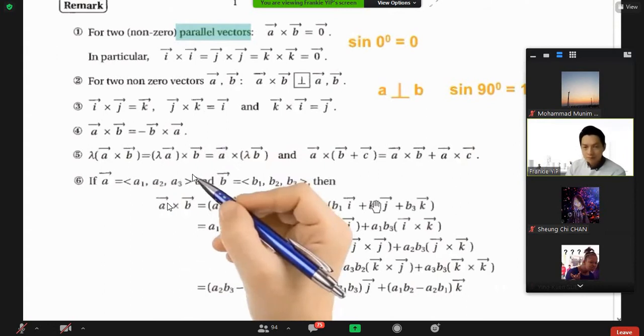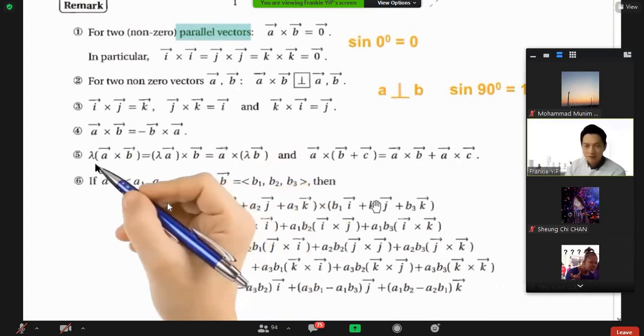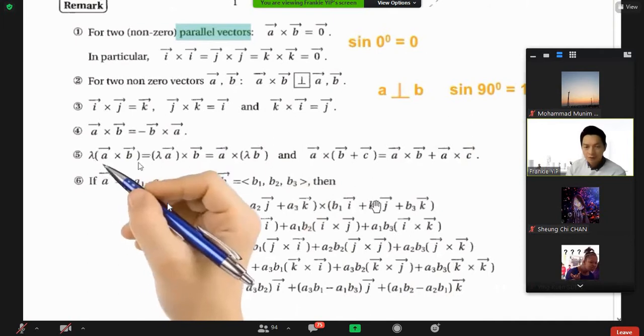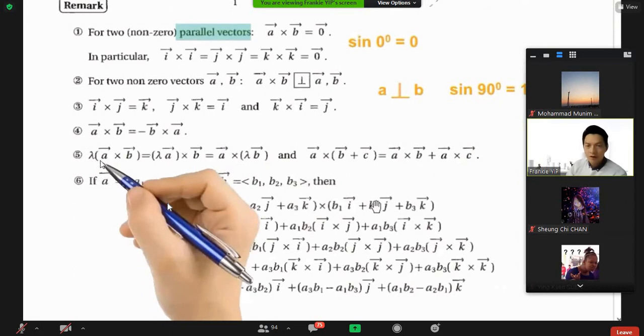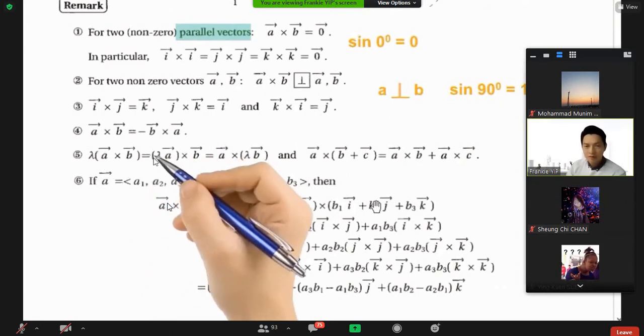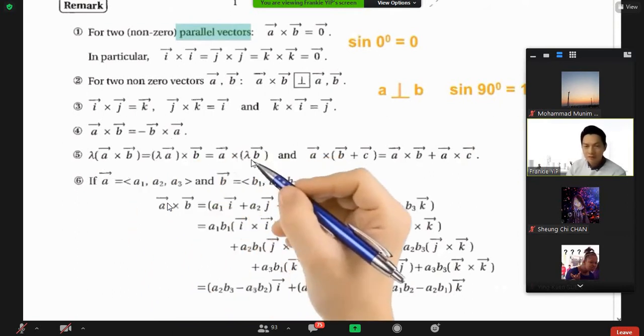And also, if we have a scalar multiplied with the cross product, the scalar can go anywhere. Putting it in front of A is okay, in front of B is also fine. Got it?